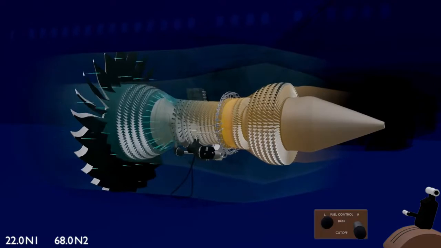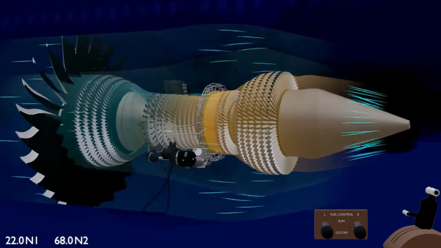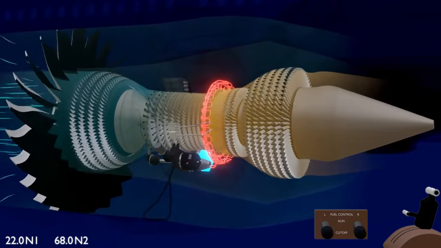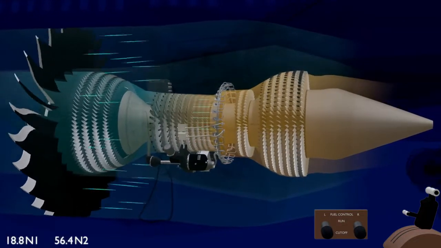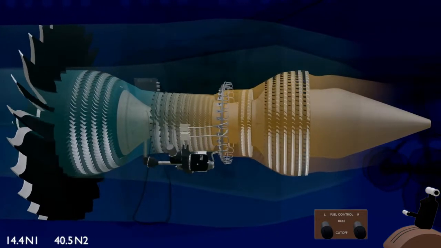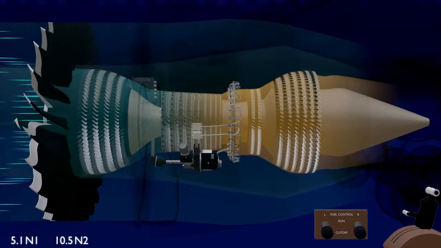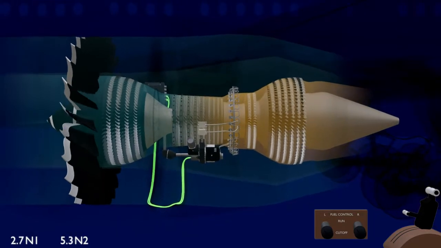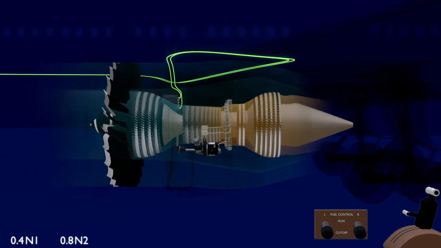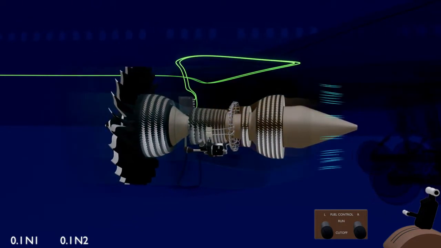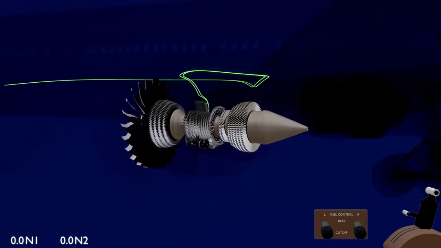Finally, let's shut down the engine. Moving the fuel control switch to cut off closes the fuel valve in the hydromechanical unit and stops the combustion. As the engine decelerates, the EEC starts to save all the parameters and fault data of the entire engine run. At 7% N2, the alternator power supply to the EEC is disconnected, and the EEC switches to the aircraft power supply. As the engine comes to a standstill, 5 minutes later the power supply to the EEC is disconnected.